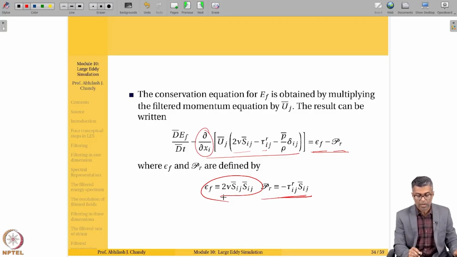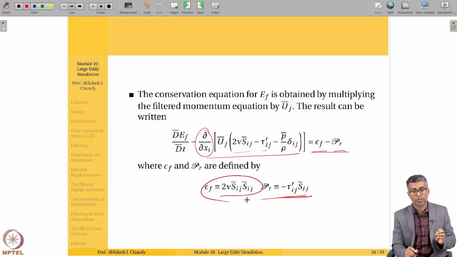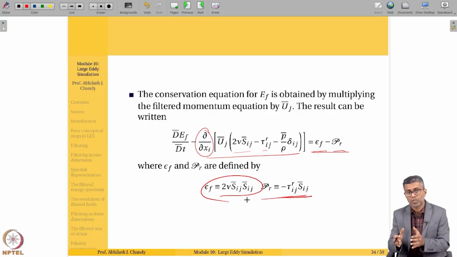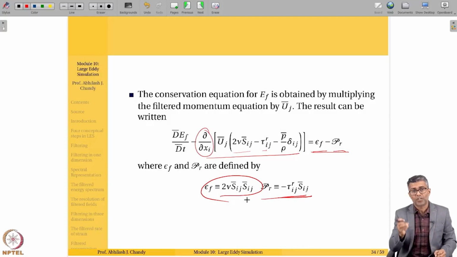Now the epsilon F, which is 2 nu Sij bar Sij bar, looks like a dissipation, but think about this. We are choosing the filter width in the inertial subrange. In the inertial subrange, viscosity is not playing as much of a role, so dissipation is going to be negligible. So we can safely say that epsilon F is going to be almost zero, negligible.